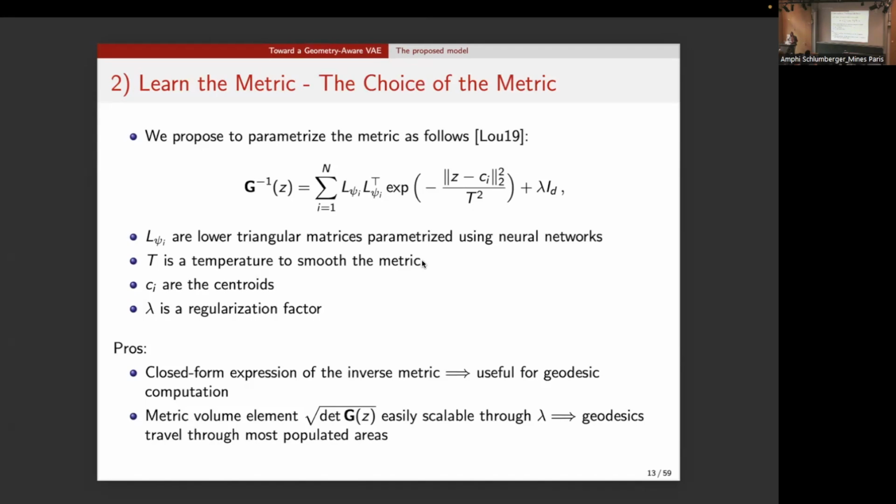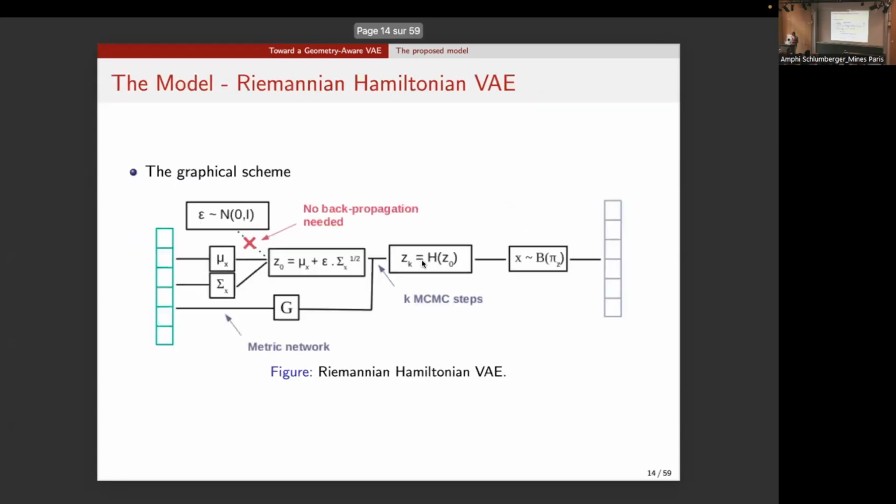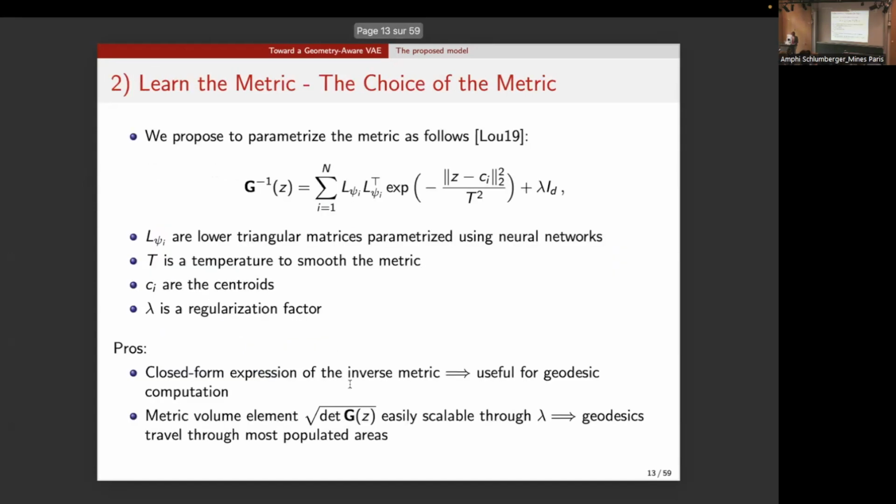n could be the number of data points or a ratio of it. If you have many data, you don't have to take all of them to define the metric everywhere. So you can take a percentage of it. Questions? No. Right. You need G and G minus 1, right? No, you only need G minus 1 because det G is minus det G minus 1.